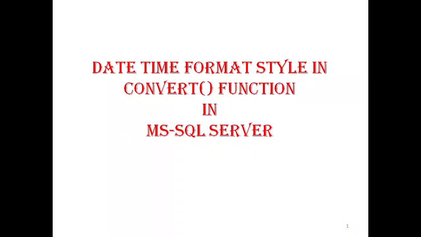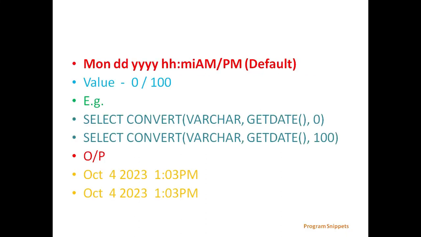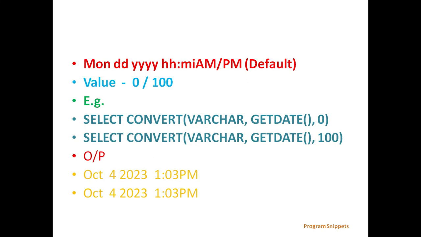Here we will see date time format styles in the convert function. First is the default, with format month, date, year, hours, minutes, AM and PM. The default value for this is 0 or 100. For example, select convert varchar getDate 0 or select convert varchar getDate 100 will give the output month, date, year and hours, minutes with AM or PM.